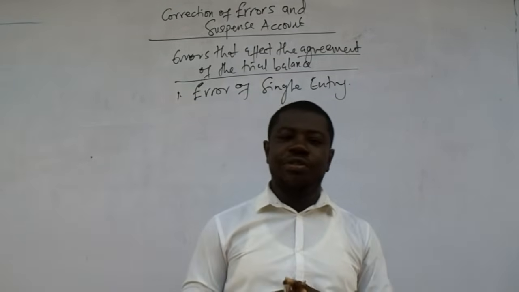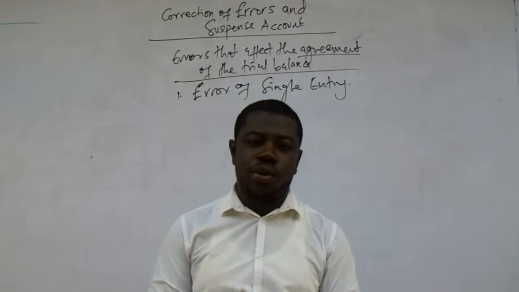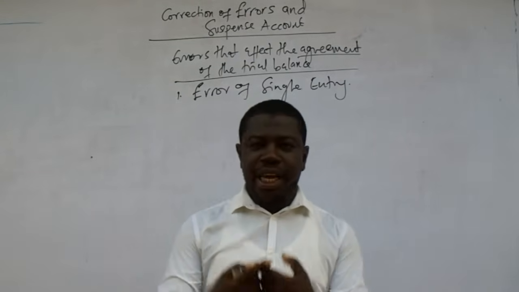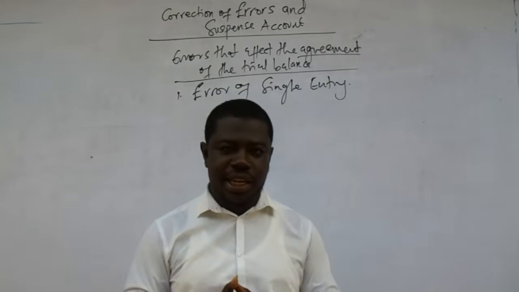Now, error of single entry. What is the meaning of single entry? We are saying that accounting says we should go by the double entry. The dual concept means that every transaction should be recorded twice, meaning that for every transaction there should be a debit entry in an account and a credit entry in another account.